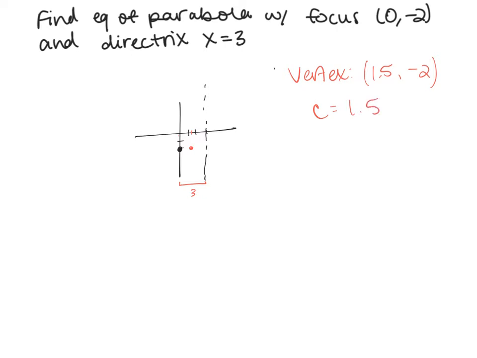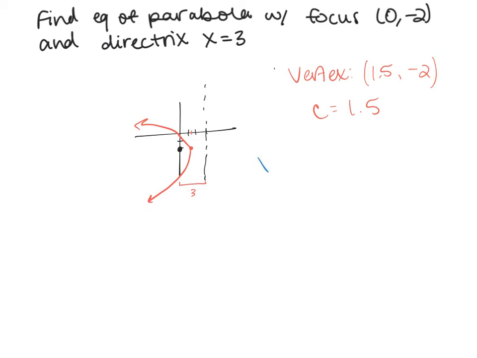So that value will not always be the x-coordinate of the vertex. That was just because the focus was sitting on the axis, so on the 0 line. So now all we need to do to draw it is the parabola will open towards the focus. So in this case, our parabola is going to open towards the left, away from the directrix. So now for the equation.